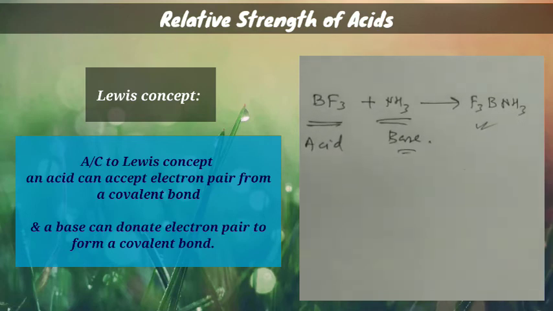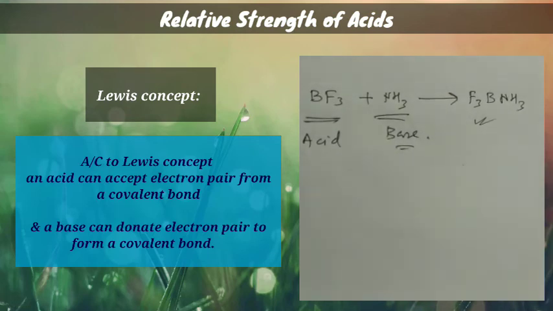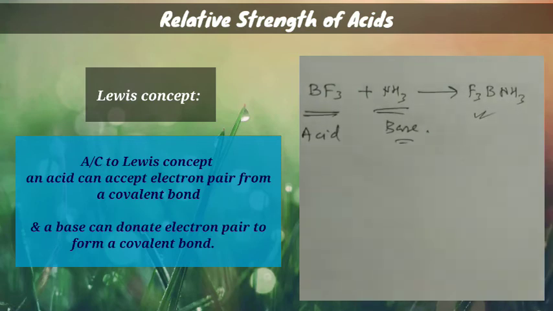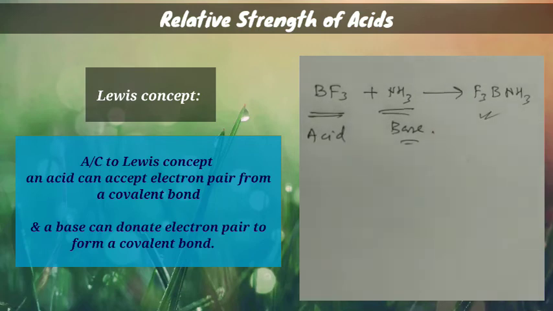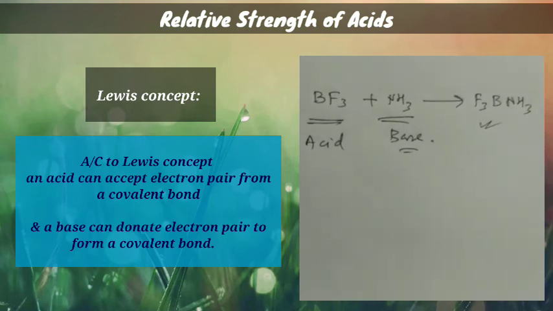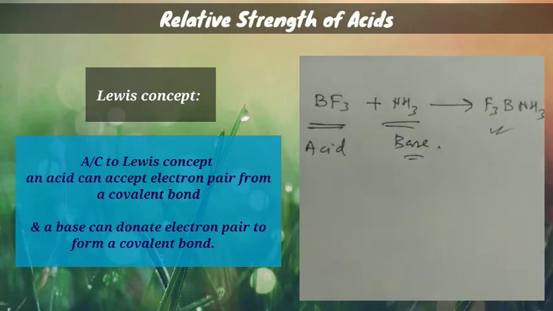And the strength of the acid or the base will depend upon what? How fast that acid will accept the electron pair, that means 2 electrons, or how fast the base will donate the lone pair to the acid will determine their strength. Okay, if the acid can accept the lone pair easily, then the acid strength will be high. Similarly, if the base can donate the electron pair easily, then the basicity of that base will be high. Simple thing. Okay, so this is actually the definition of the Lewis concept.